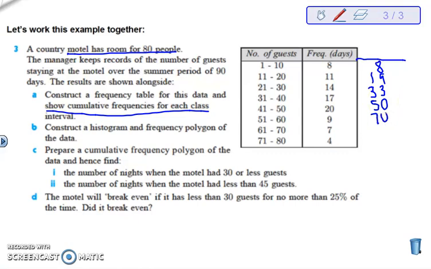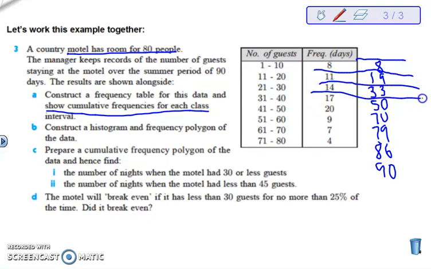And we have 70, 79, 86, something got off. And finally, 90. So, that means there were a total of 90 days that we used for our sample.